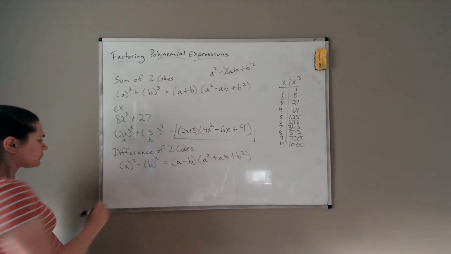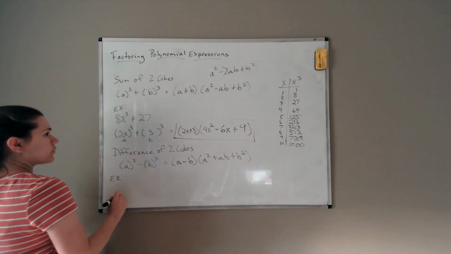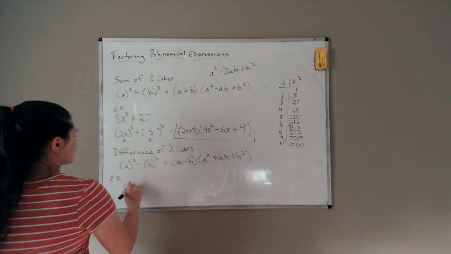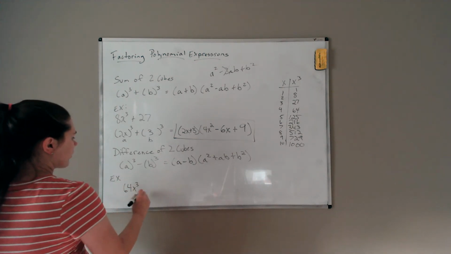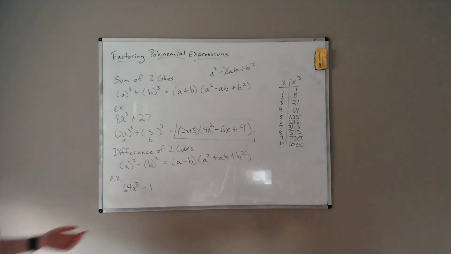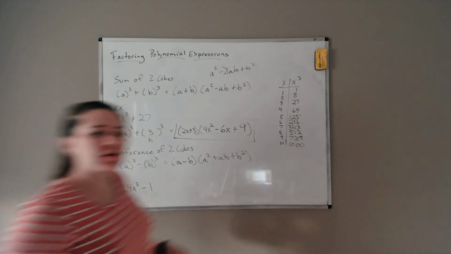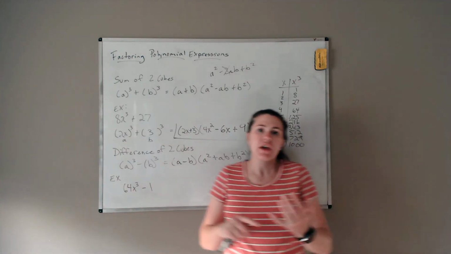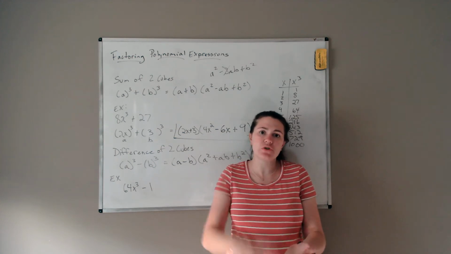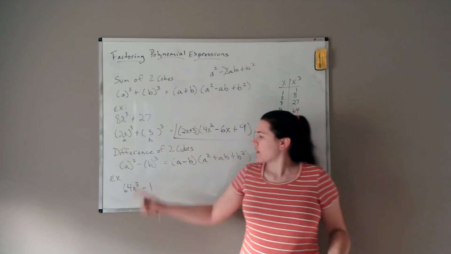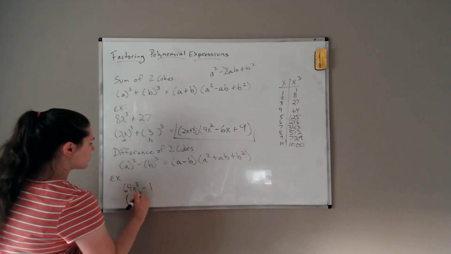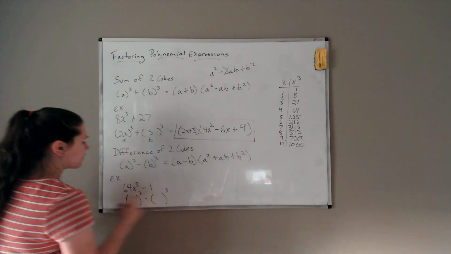So, an example of this would be, let's do 64x to the third minus 1, okay? So, I have two terms, which means what you should be looking at from now on when you have two terms and you have to factor is, is this a difference of two squares? Is this the sum of two cubes? Is this a difference of two cubes? This is a difference of two cubes. I can write this as a quantity to the third minus a quantity to the third.